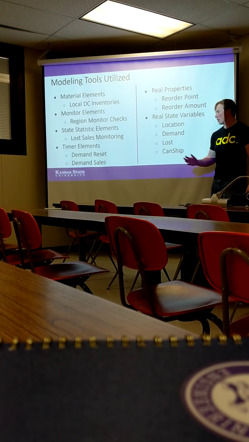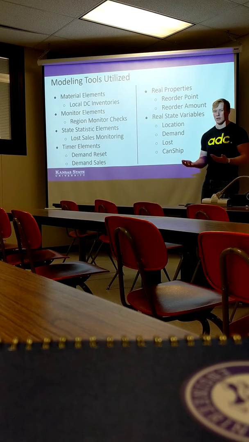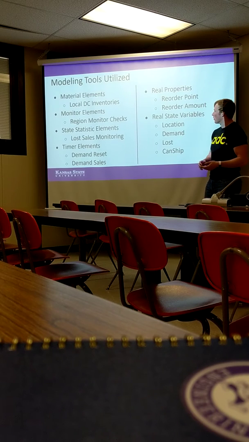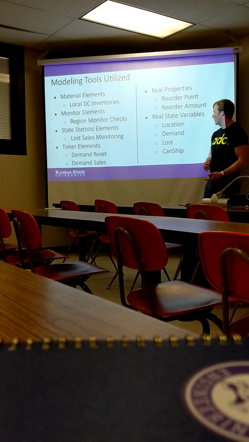And the timers were actually a really big part of our operation as it helped us reset the demand every 24 hours as well as show how often sales were coming in. So it kind of helped us track our demand. A few other quick things we use, of course, real properties for our reorder point and reorder amounts. We easily plug it into an experiment for optimization, as we'll talk about in a little bit. And real estate variables just for a couple things to help us with some routing logic throughout the whole process.